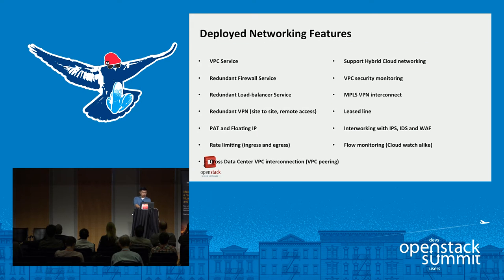Now here is a list of what we are offering now in our public cloud. We have VPC service, redundant firewall service, redundant load balance service, redundant VPN, including site-to-site and remote access, and PAT and floating IP, and rate limiting. Cross data center VPC interconnection. We also support hybrid cloud networking, VPC security monitor, MPLS VPN interconnection, leased line, interworking with IPS, IDS, and WAF, flow monitoring.